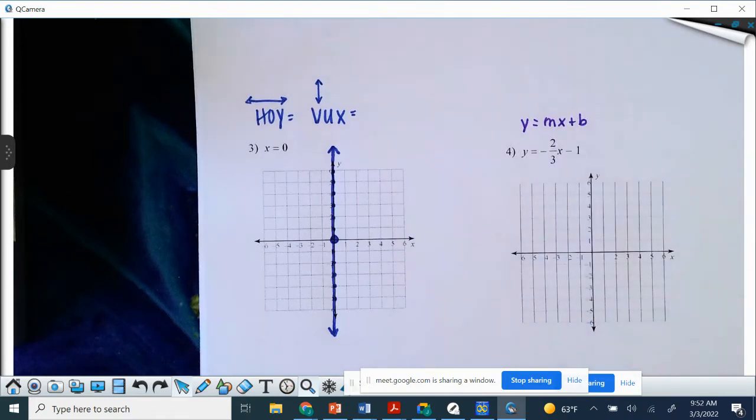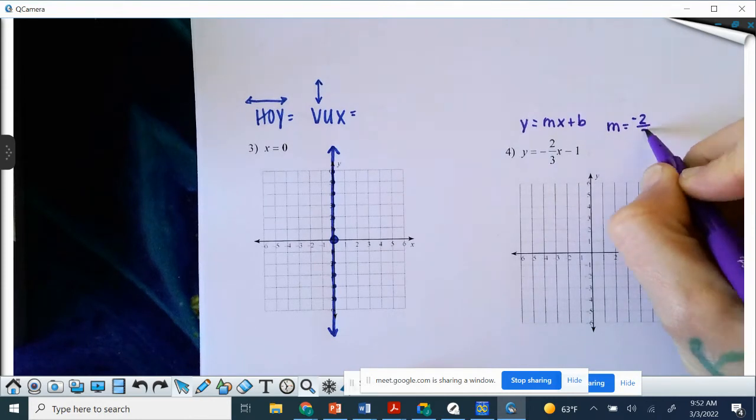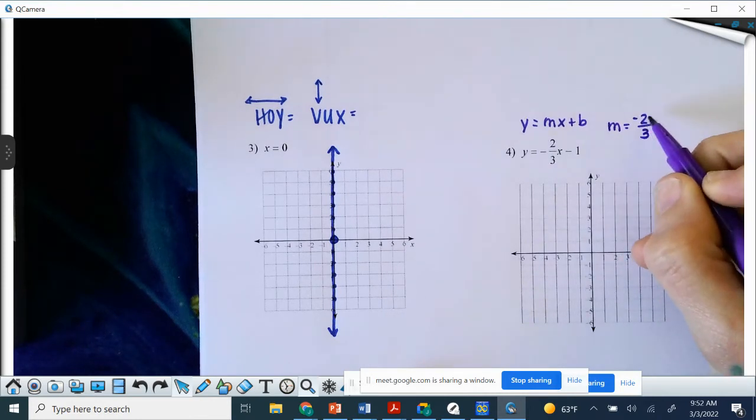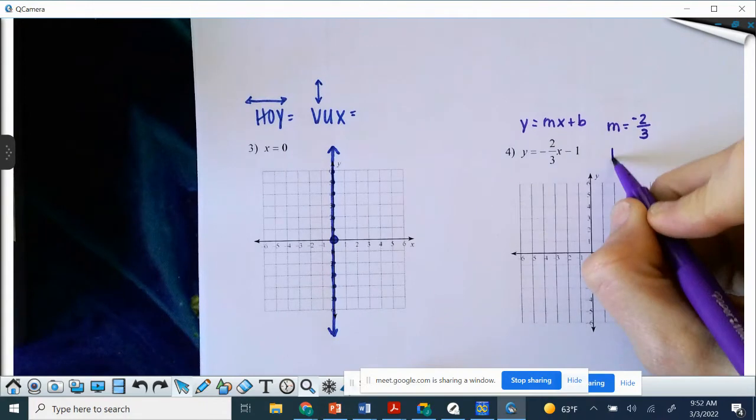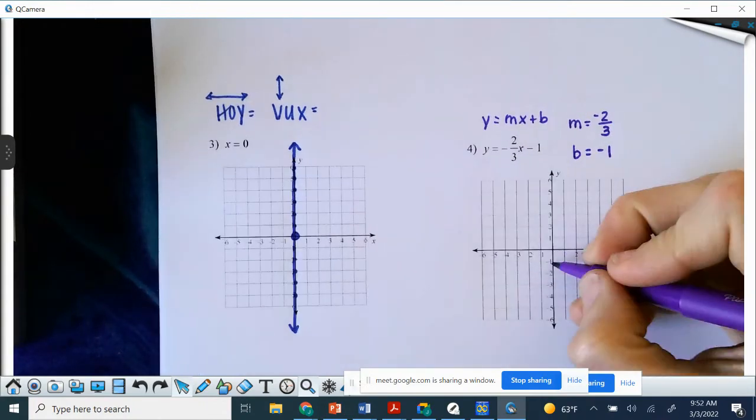And then m is your slope again. So we're going to identify our slope. So -2/3. So that's a rise of 2 and a run of 3. The y-intercept is a -1. So that's our starting point. So we're going to start at -1. And then we know that our slope is negative.